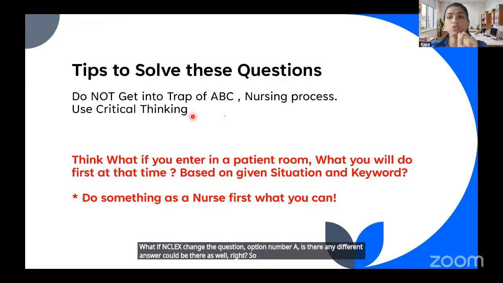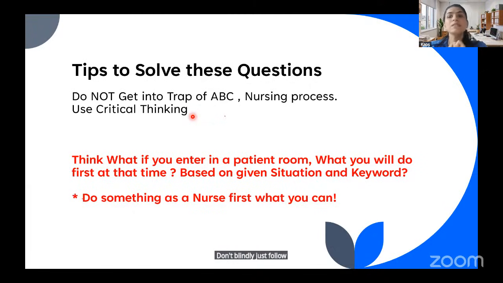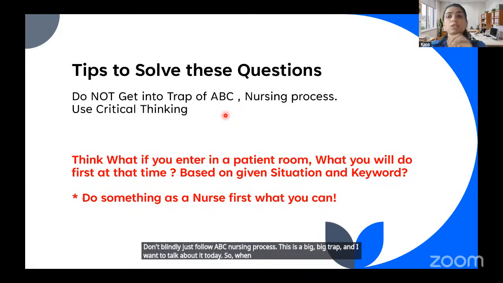So please use your clinical judgment skills and improve your critical thinking skills when you practice like this at home. Don't blindly follow ABC and the nursing process. This is a big trap, and I want to talk about it today. When you practice questions after watching this session, you will understand what I mean.